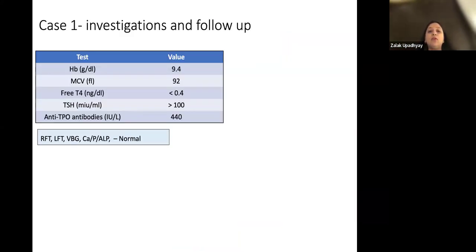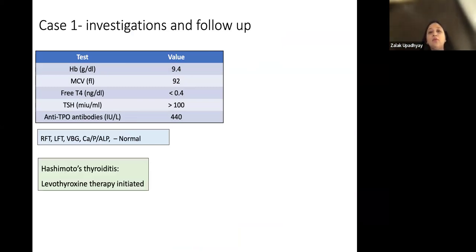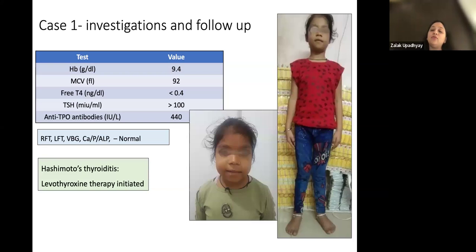So when we investigated, look at this. You are right. It was hypothyroidism. It was acquired and it is autoimmune. Antibodies were high. That is Hashimoto's. Rest of the reports were normal. Obviously, there is hypothyroidism, so there will be anemia also. So levothyroxine was started, and this is how the child is doing now. She is doing very well.